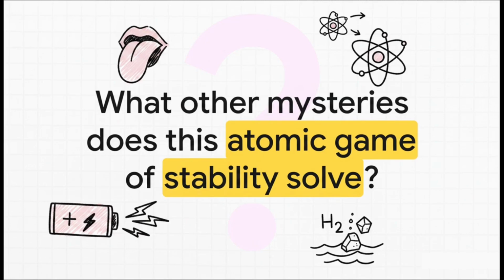And that really brings us to a final, pretty big thought. If this one fundamental drive for a full outer shell can explain something as common as taste, what else can it explain? The energy in a battery, the saltiness of the ocean. It turns out this simple atomic game of stability is the invisible force shaping just about everything around us. Makes you wonder what other mysteries it solves, doesn't it?